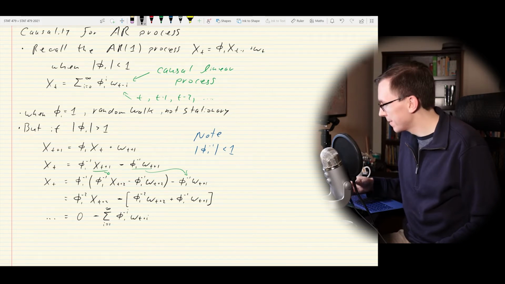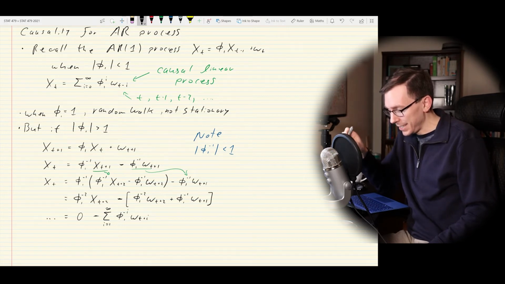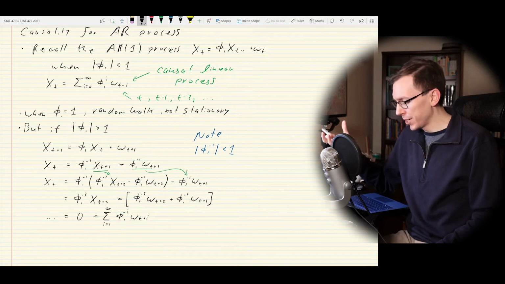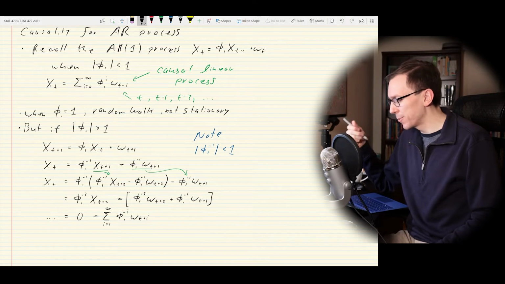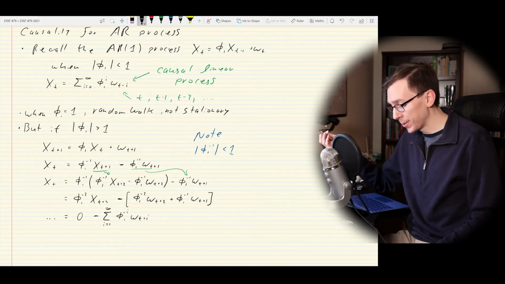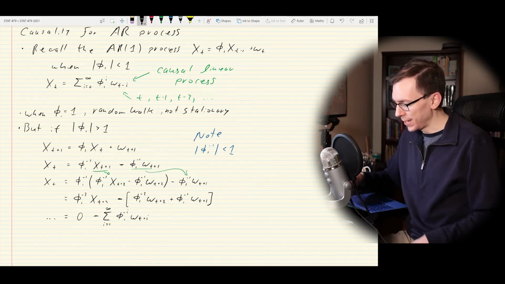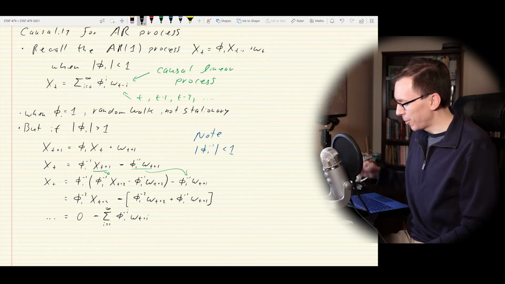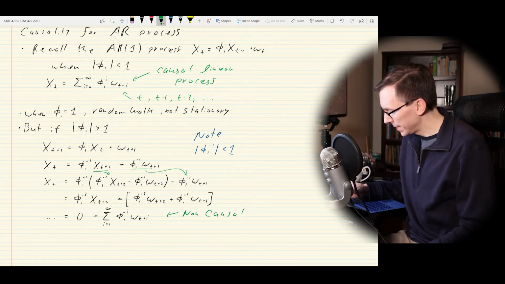w_{t+i}. There are a couple of things going on here. First of all, this series makes sense mathematically in the sense that I'm summing up a bunch of independent, or uncorrelated, white noise random variables. And because phi to the minus 1 is less than 1, this thing will actually converge. So what we actually have here is a non-causal linear process.